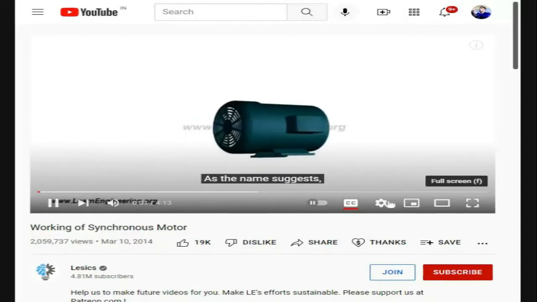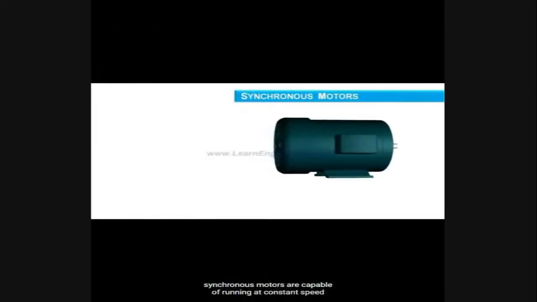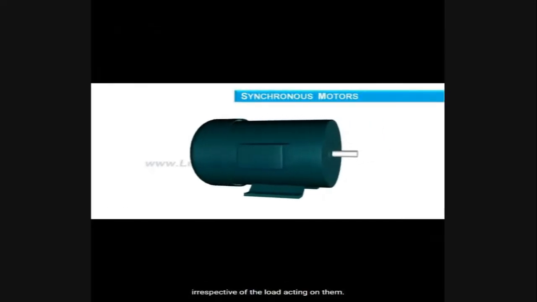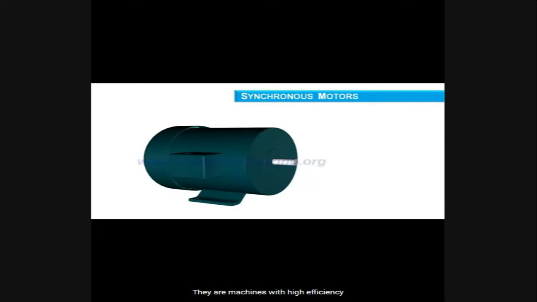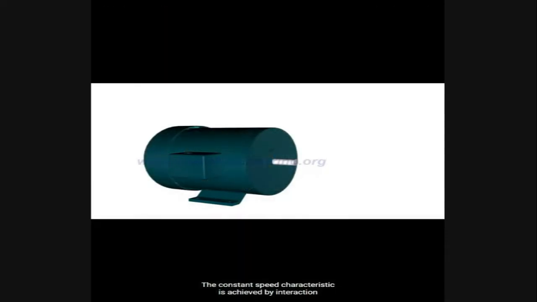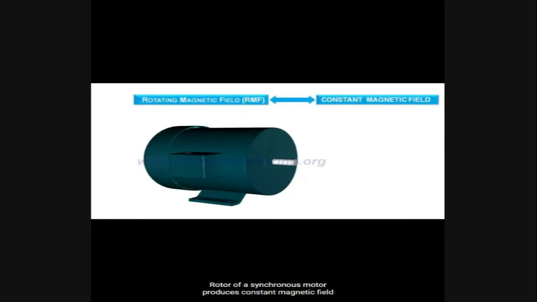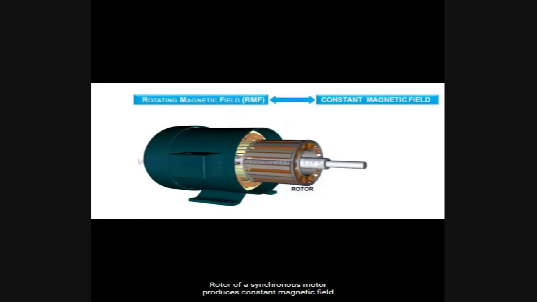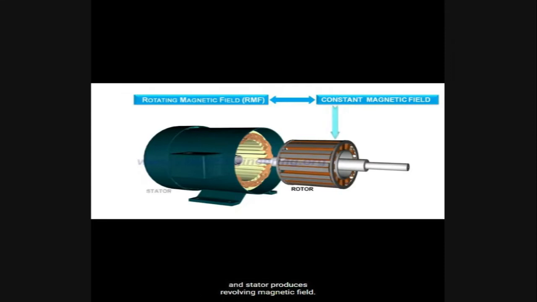As the name suggests, synchronous motors are capable of running at constant speed irrespective of the load acting on them. They are machines with high efficiency and are mainly used in high-precision applications. The constant speed characteristic is achieved by interaction between a constant and rotating magnetic field. The rotor of a synchronous motor produces a constant magnetic field, and the stator produces a revolving magnetic field.